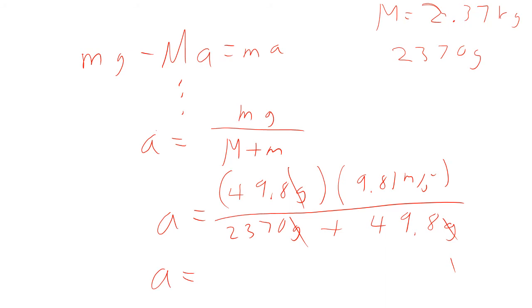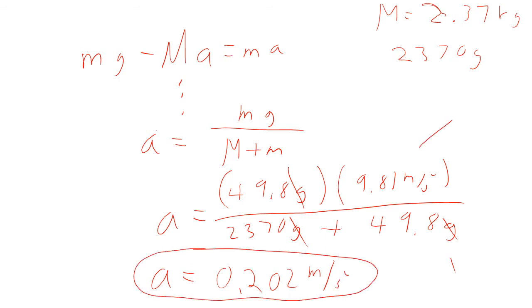So all the units cancel right there. And so the acceleration comes out to be 0.202 meters per second squared. Okay. I could have used 981 centimeters per second squared there, and then this would have come out as 20.2 centimeters per second squared. Either one is correct. It's just, however you want to write the thing.